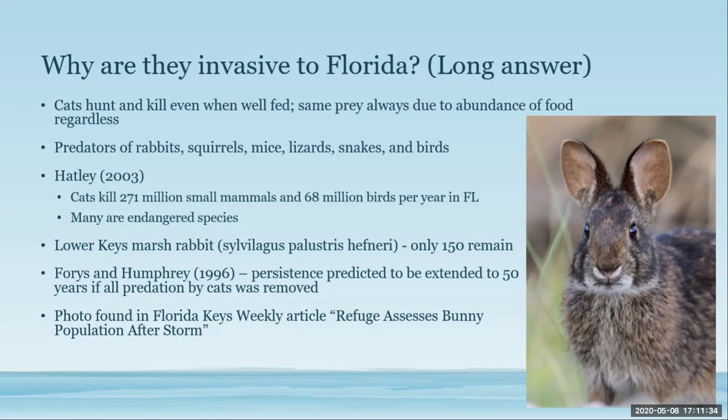There was a study conducted by Forrest and Humphrey in 1996 that stated that the persistence of the population of Lower Keys marsh rabbits was predicted to be extended to 50 years if all predation by cats was removed, meaning that cats are a significant threat to these Lower Keys marsh rabbits.